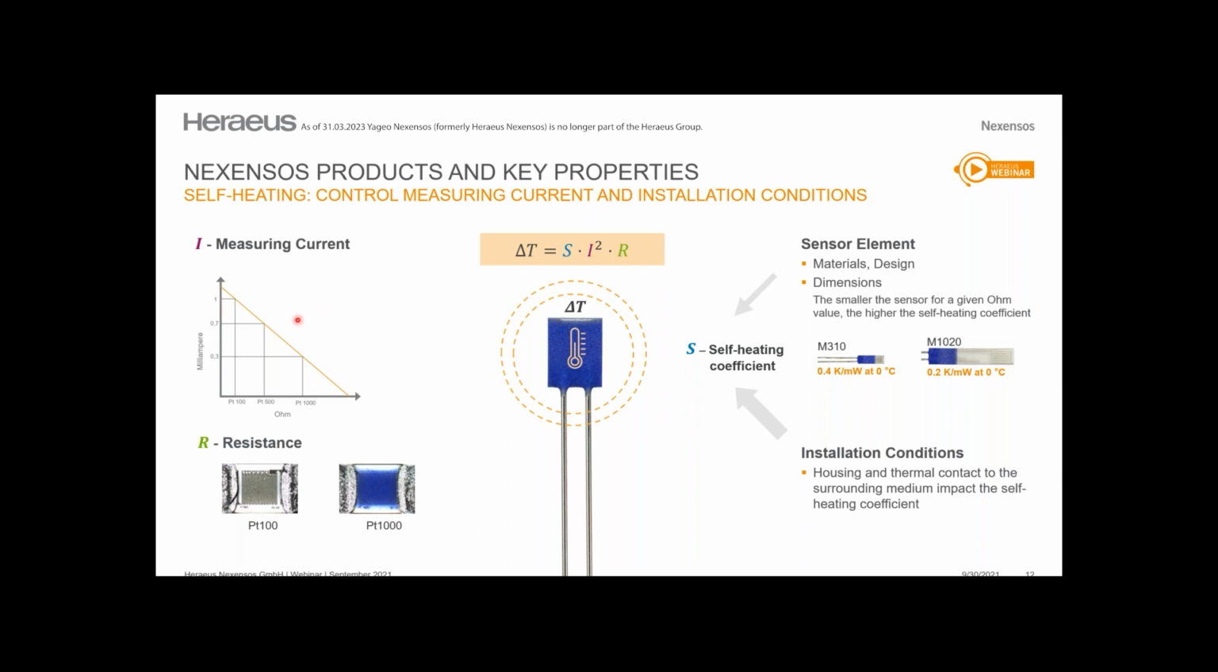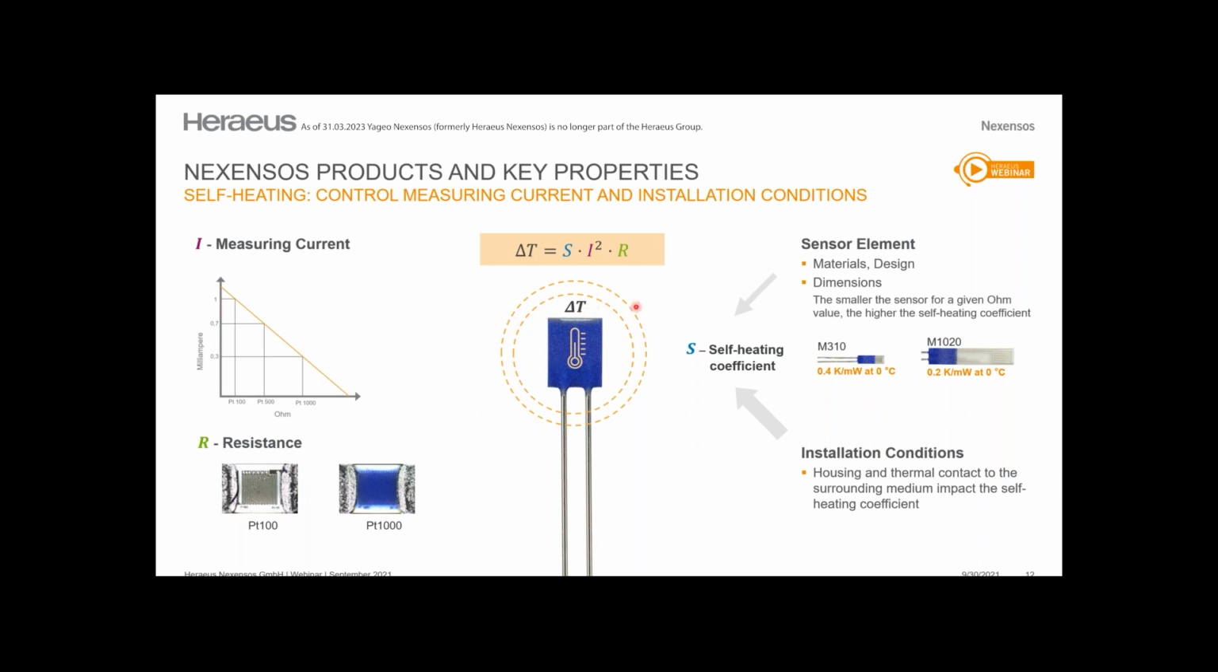The graph here on the left shows the different measuring currents for the respective nominal resistance. So for example, for the PT100, we recommend a measuring current of less than 1 milliampere. So due to its higher resistance, a PT1000 would heat up faster, and therefore it must be supplied with a lower current than a PT100 element.